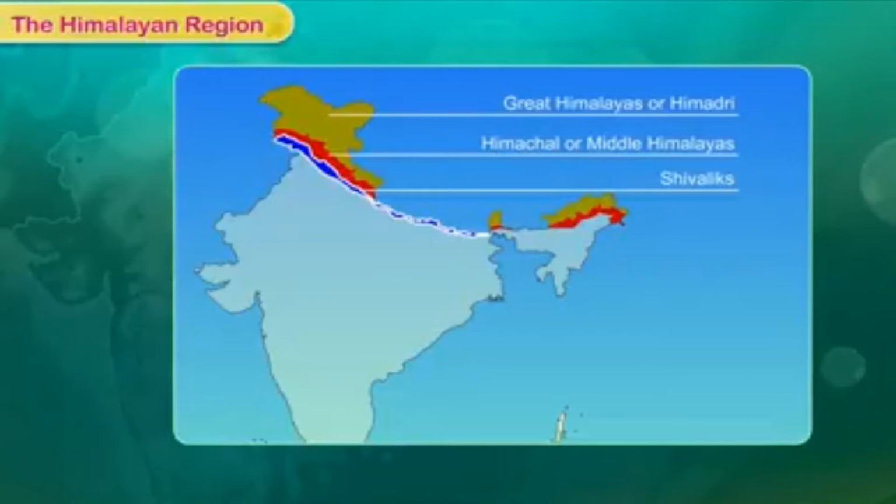So children, Himalayas are divided into three distinct mountain ranges which are as follows. First one is Himadri, also called as Greater Himalayas, and second one is Himachal, which is also called as Lesser Himalayas, and third one is Shivaliks, also called as Outer Himalayas. Here you can see in this picture three distinct mountain ranges: Himadri, Himachal and Shivaliks.